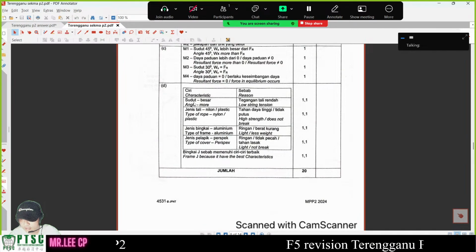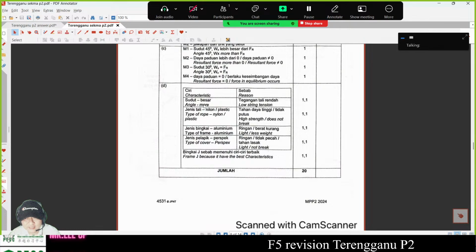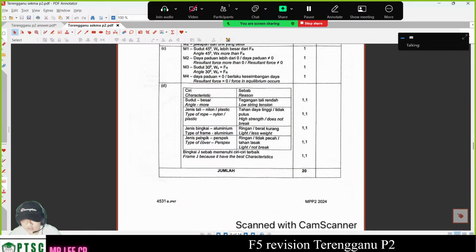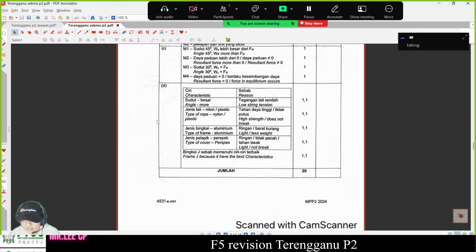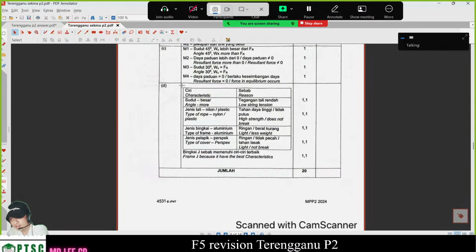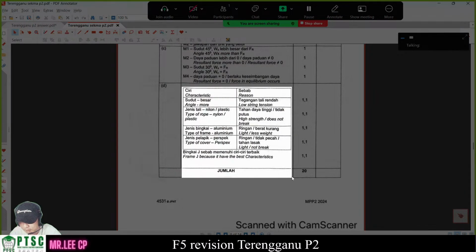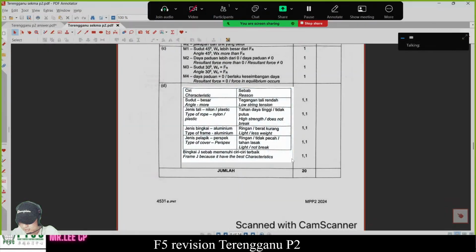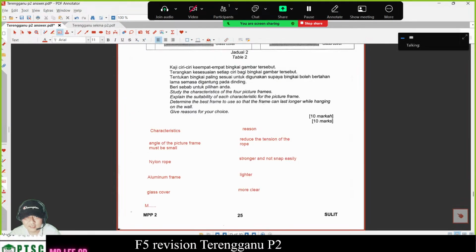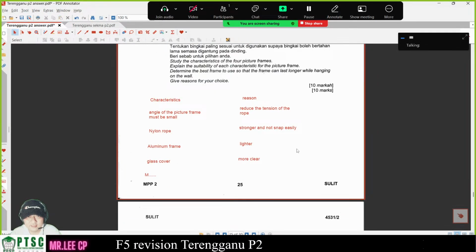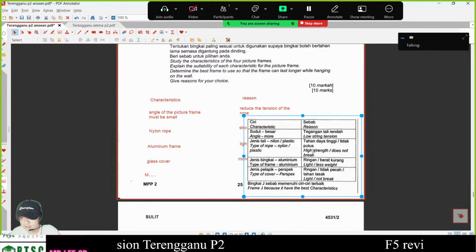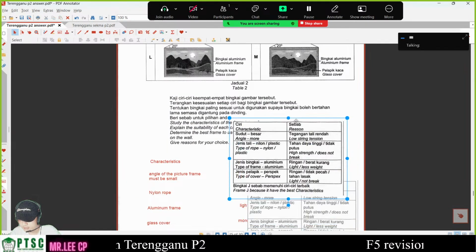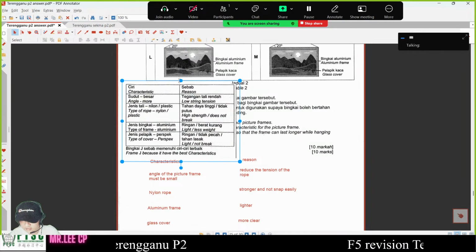Okay. They want anchor bigger, nylon, aluminium, perspex. So J. So my one is wrong. If I am wrong, I maximum get 6 marks. This is the answer.